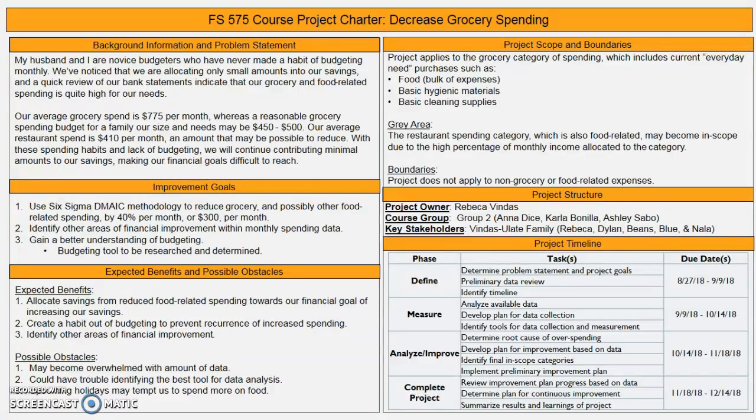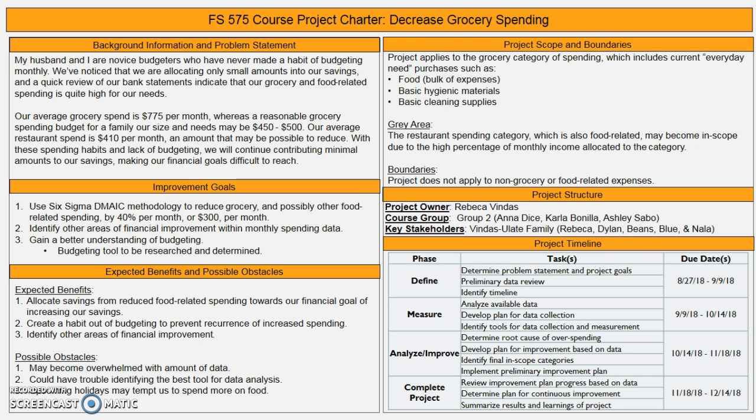Some of the benefits I expect to get out of this: really allocating those savings from our reduced food spending towards our financial goals that we have for ourselves, getting out of debt, paying off some loans that we have. Creating a habit out of budgeting is another big thing, because really that's the start of our control there, is having a habit and really taking a look at this on a monthly basis. We'd like to look at other areas of financial improvement as well.